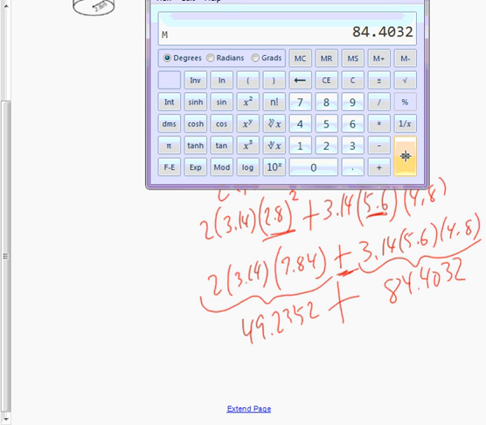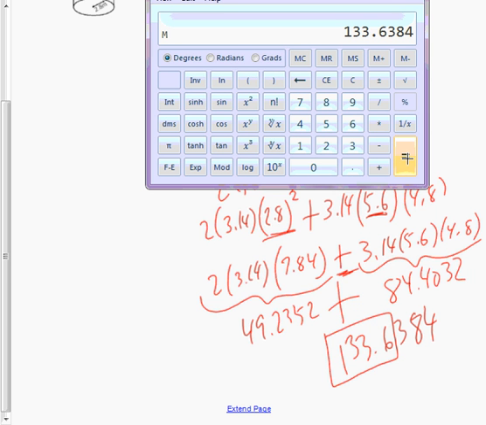49.2352, correct? So I'm going to go plus, and I'm going to press MR for memory recall, and it brings back the number that's in storage. And then I press equals, and it says 133.6384. Colin. M plus? Yeah. I just wanted to show you the memory recall and memory storage. When I round it to the nearest 10th position, I get 133.6.